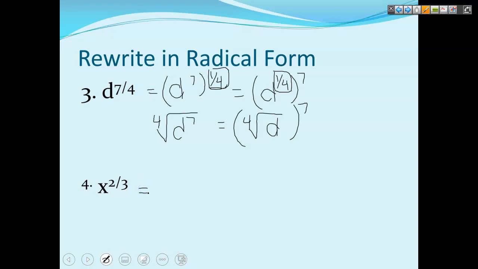So number 4, the goal is to write it as a radical. The denominator is the nth part of the root. The numerator is the power that stays to the variable. So you could write x squared to the cube root, which is probably the most common, but you could also write the cube root of x all squared. But 90% of the time, if you're going to see it out in your book or in math problems, it's going to look like that.